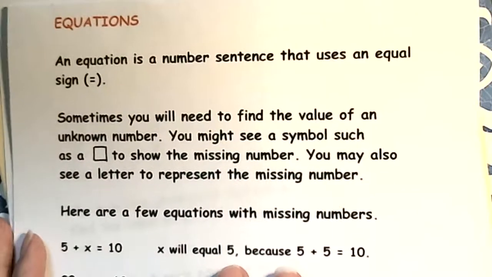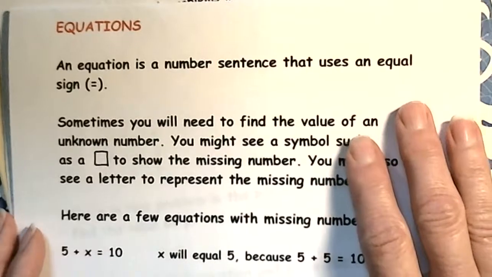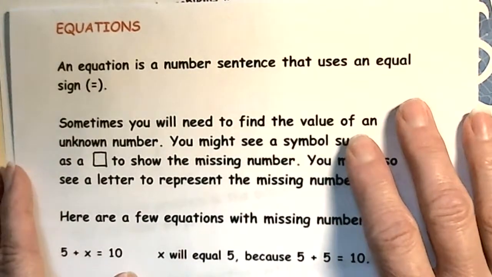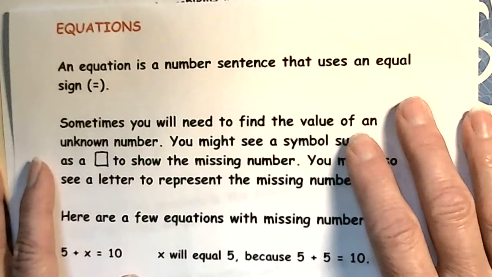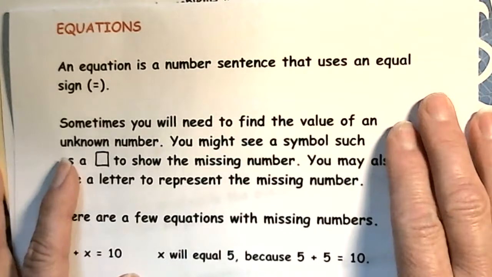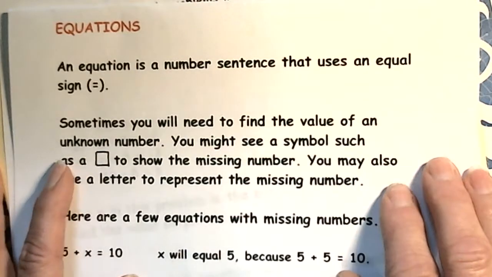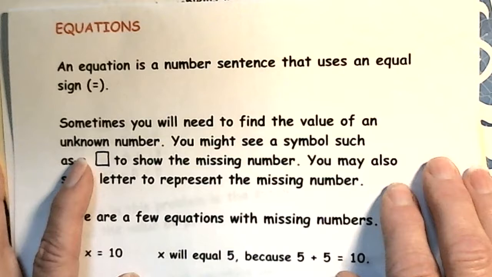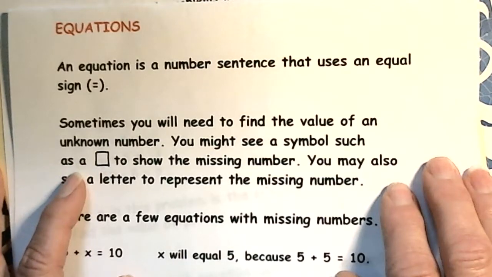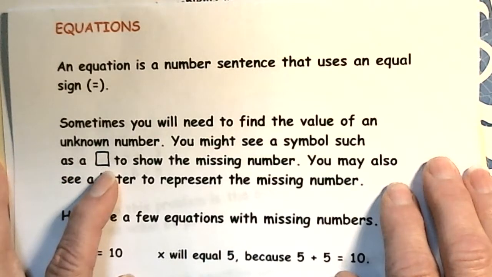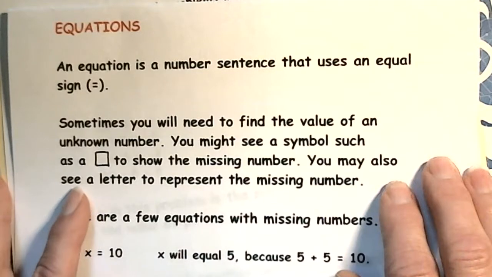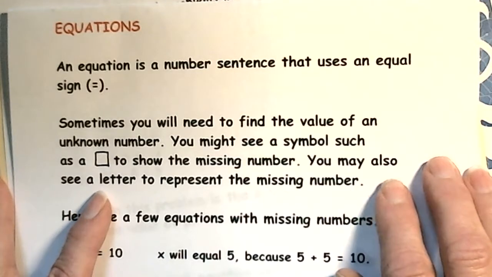The next term I'd like to go over is equations. An equation will have an equal sign. So an equation is a number sentence that uses an equal sign. Sometimes you'll need to find the value of an unknown number. You might see a symbol such as a box to show the missing number. You may also see a letter to represent the missing number.